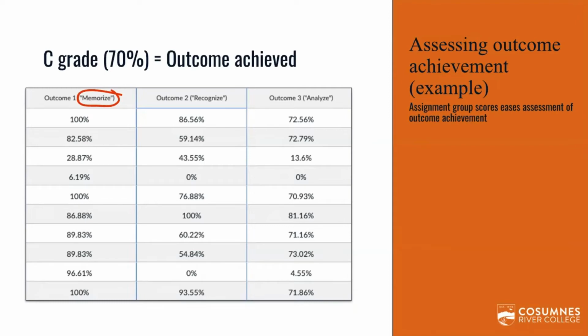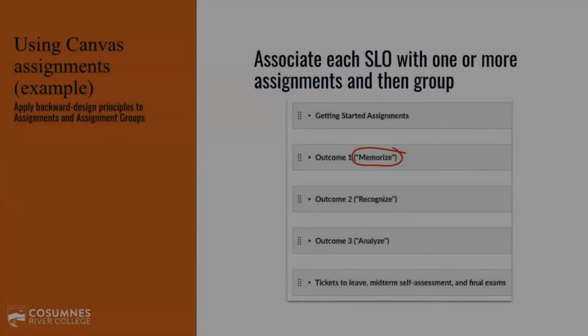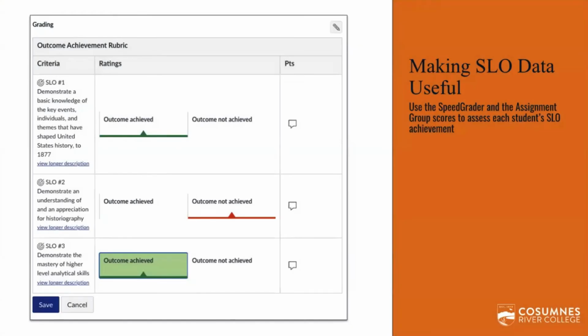And then on that assignment that I showed you before, I pull up two browser windows. One has a speed grader for that assignment.